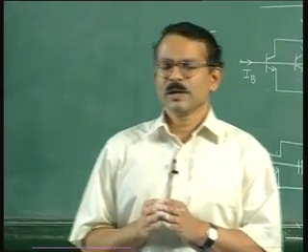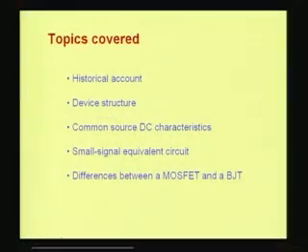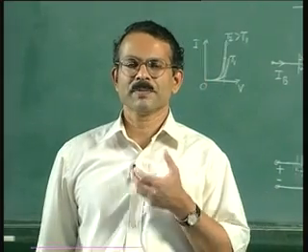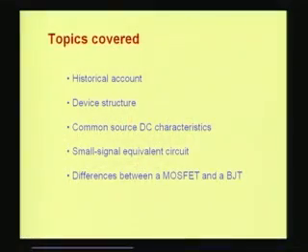Let us make a summary of all that we have done in the last few lectures on MOSFET. First we discussed the historical account, how this device has evolved. Then we discussed the device structure and fabrication. Then we considered the DC and small signal characteristics. Here we started with the qualitative analysis, and then we wrote down the equations. And finally we discussed the differences between a MOSFET and a BJT.